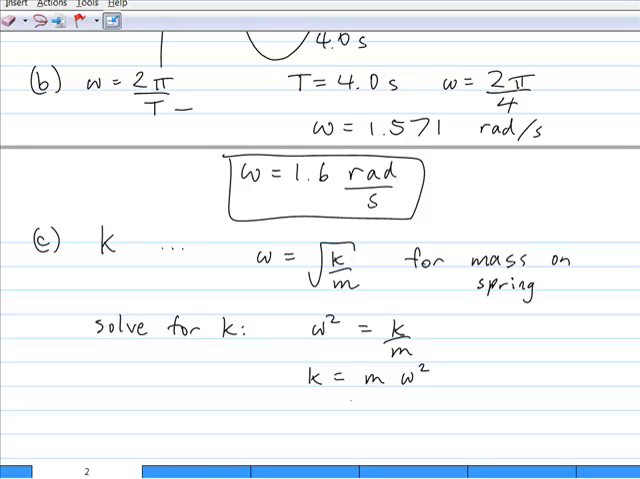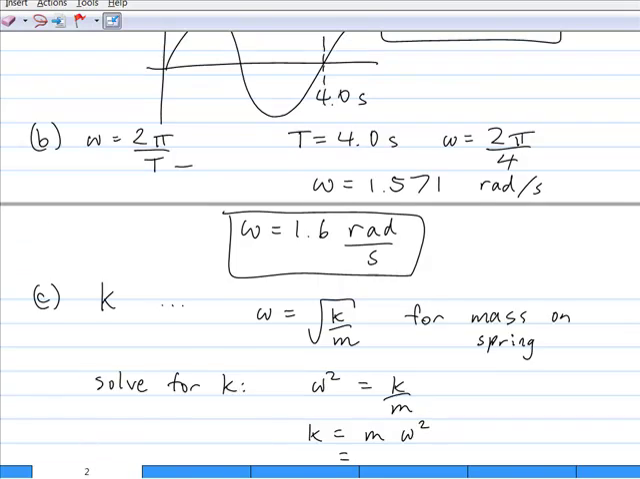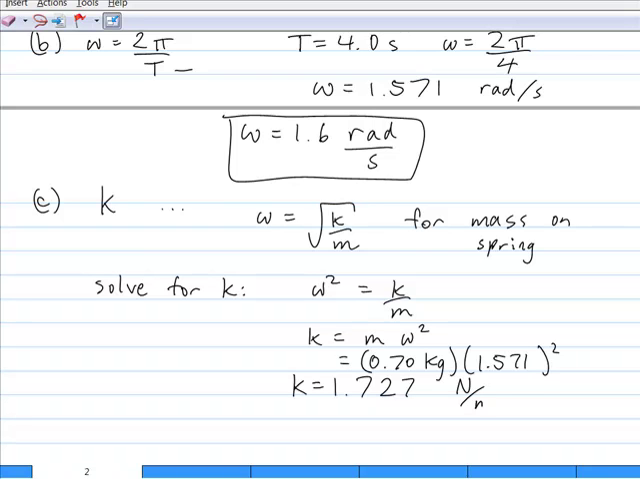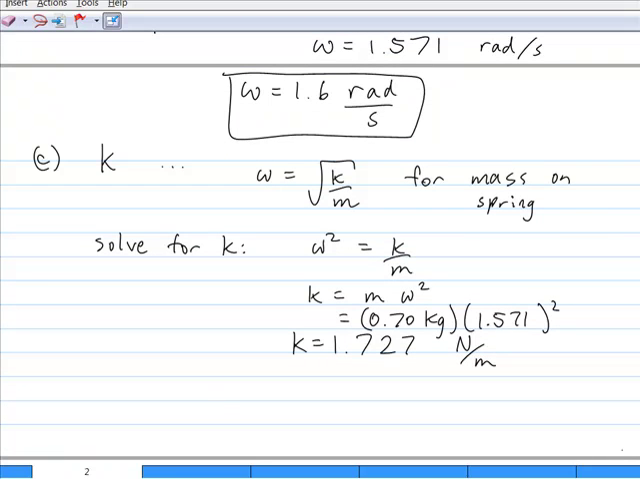We're going to take the omega from previous. Let's actually look at what the mass was. Mass is 0.70 kilograms, and omega was 1.571 radians per second. We'll square that. Type that into my calculator: 0.7 times 1.571 squared is equal to 1.727, and this is in newtons per meter, which is what the spring constant always is. Let's not forget significant figures. Let's do it to 2, 1.7 newtons per meter.